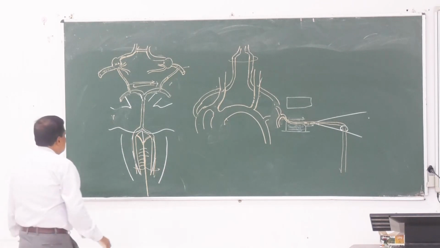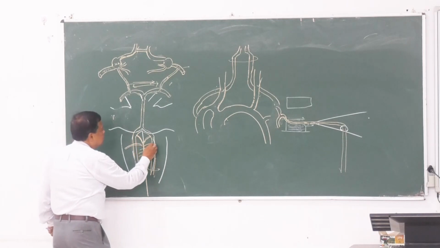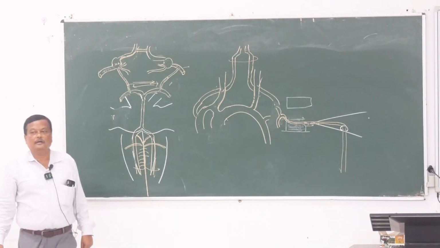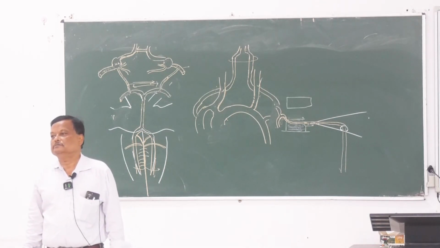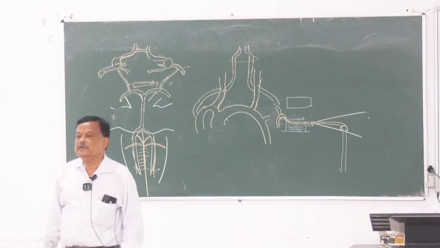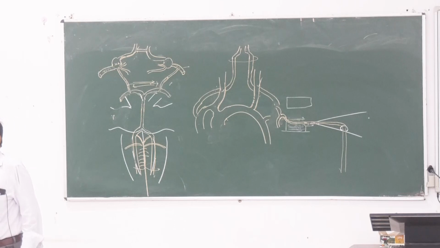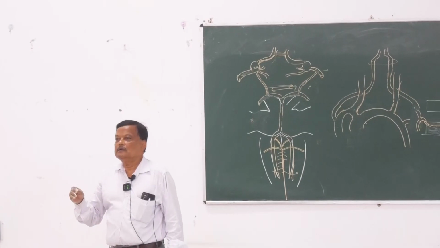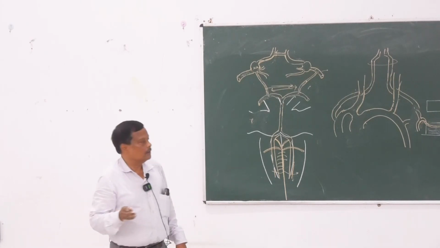And last but not the least, it gives a very important branch known as the posterior inferior cerebellar artery. It curves around the lower part of the medulla oblongata and goes to the cerebellum to supply the cerebellum and also the lateral part of the medulla oblongata. So if it is blocked, there is a chance the cerebellum plus medulla oblongata will be hampered.